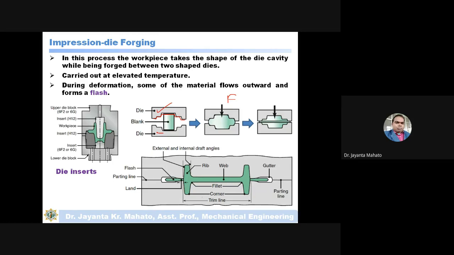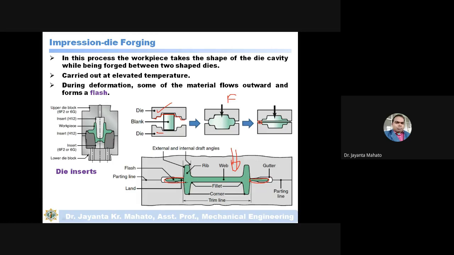So just see in the below image. Here, after applying a forging force, the material will cover all the die cavity. Suppose this is the die cavity, but the excess material will flow. Yeah, the excess material will flow. The material flow will also happen here, this one. So this is actually called the flash.